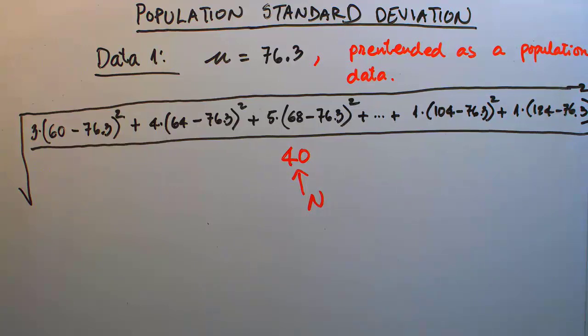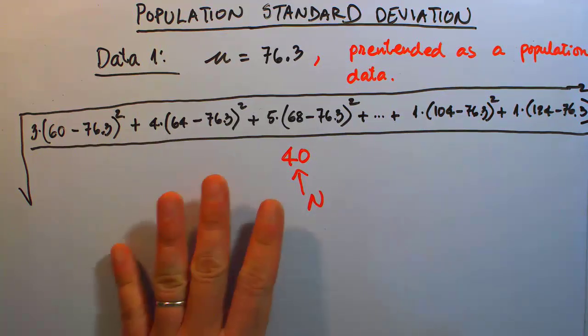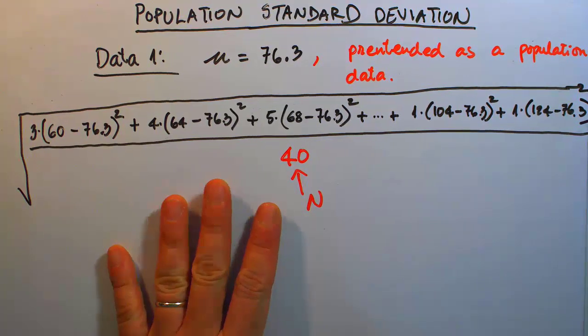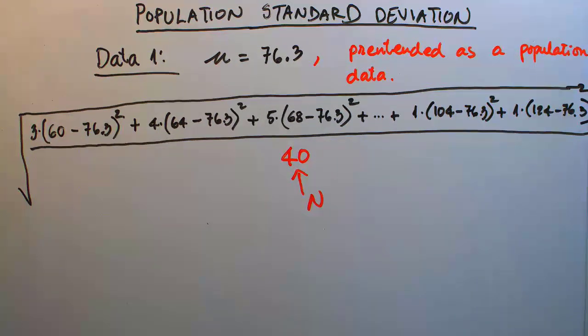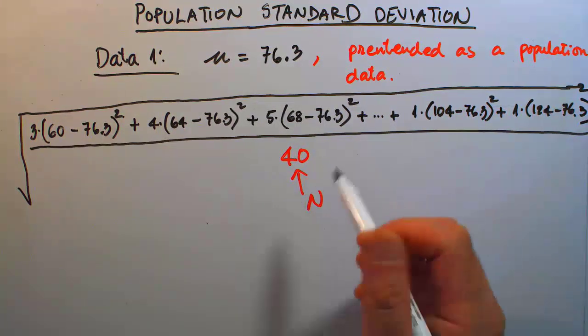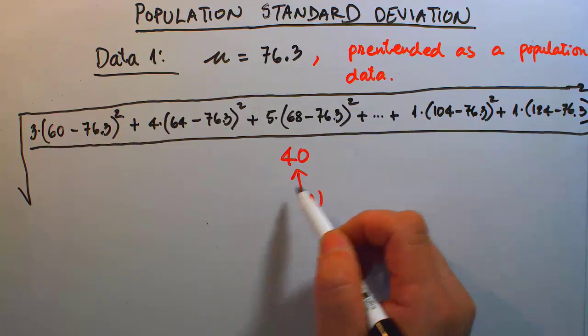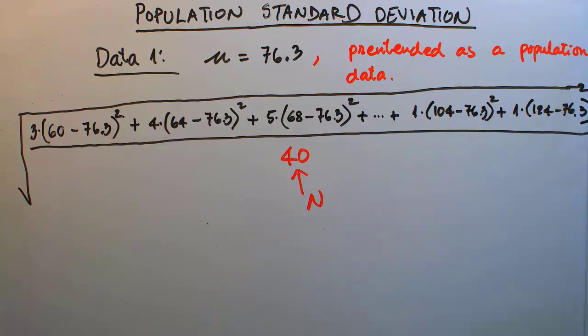But of course, this is not our final formula, so don't take that as a final formula yet. Let me take a pause here and explain a little about why we are now deciding to divide by n instead of n minus 1.